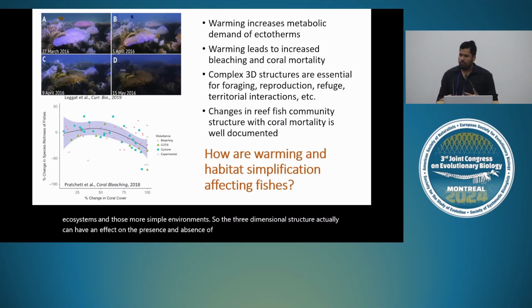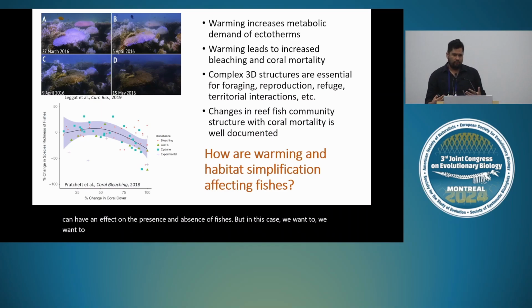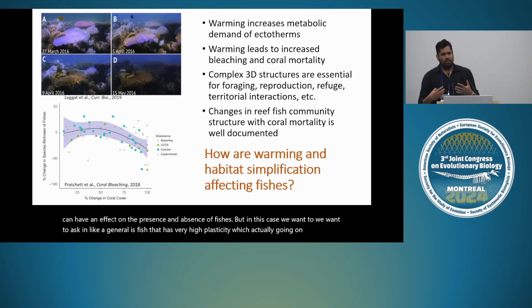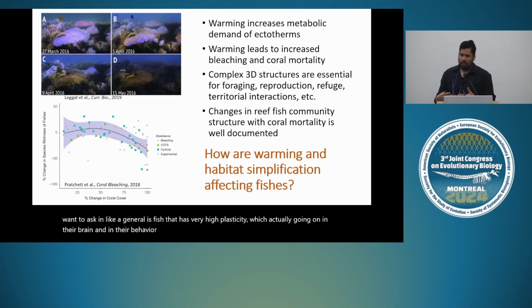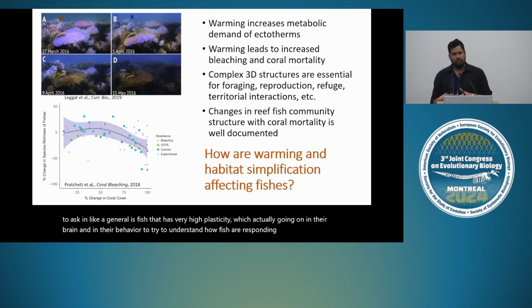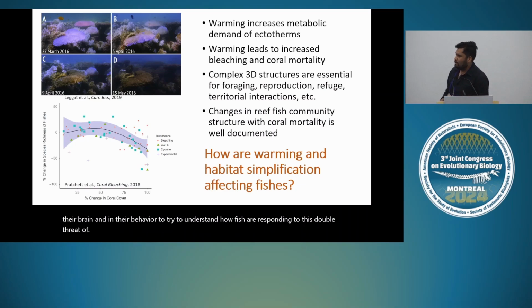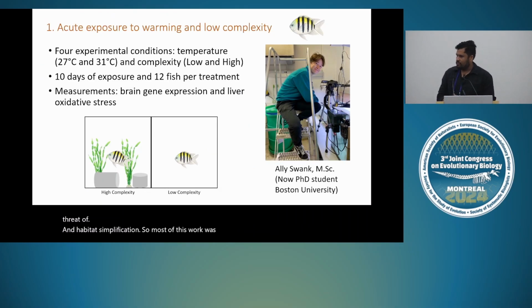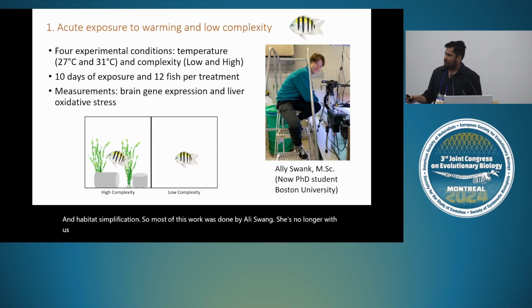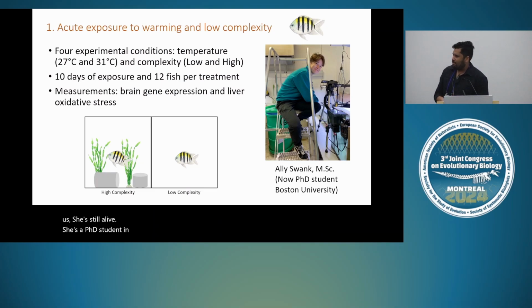But in this case, we want to ask, in a generalist fish that has very high plasticity, what's actually going on in their brain and in their behavior to try to understand how fish are responding to this double threat of warming and habitat simplification. So most of this work was done by Ali Swank. She's no longer with us. She's still alive, but she's a PhD student in Sarah Davis' lab at BU.